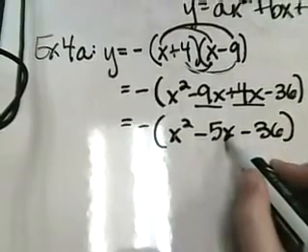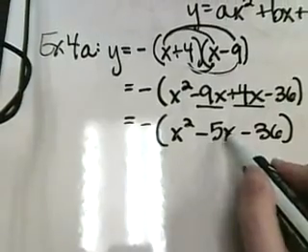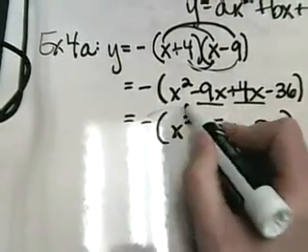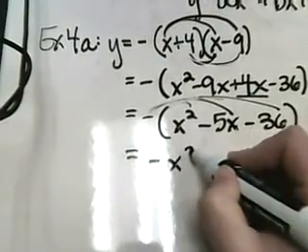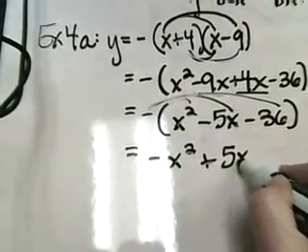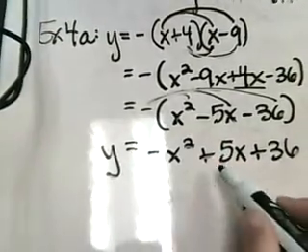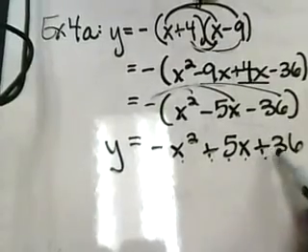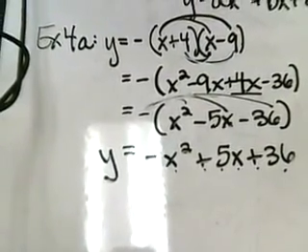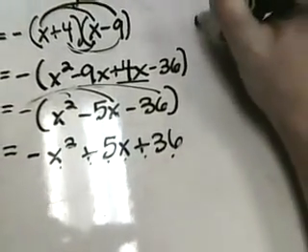Remember, x squared and x cannot be combined. They are not like terms. Now that I have this cleaned up, now I can distribute this guy out front. So now I have negative x squared plus 5x plus 36. That's in standard form. Ax squared plus bx plus c. Okay, now let's take a look at example 4b.